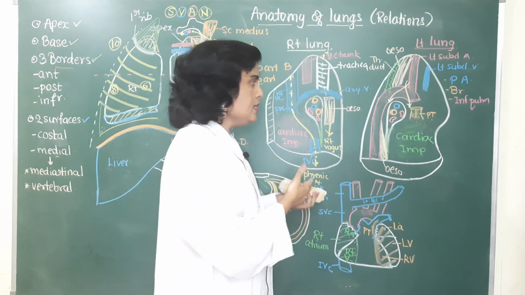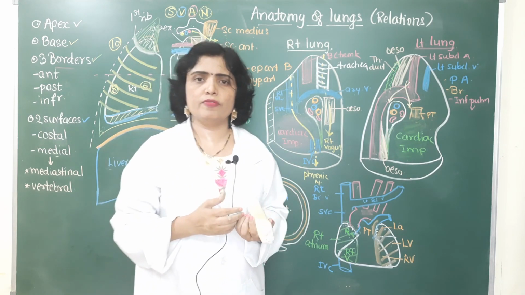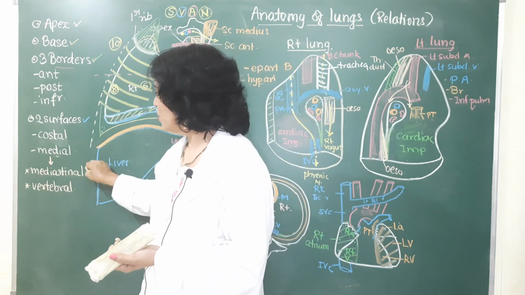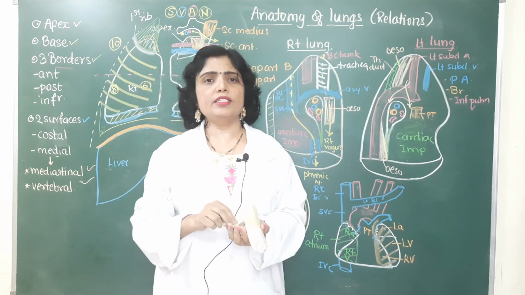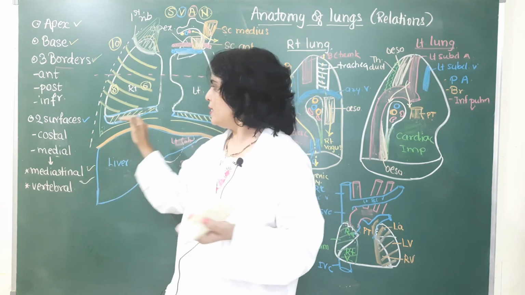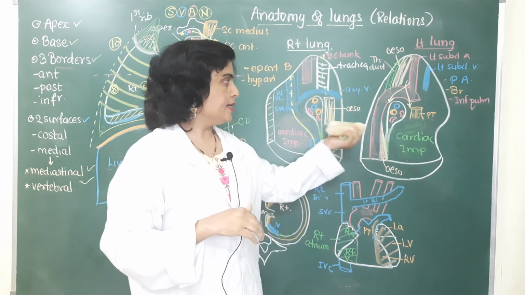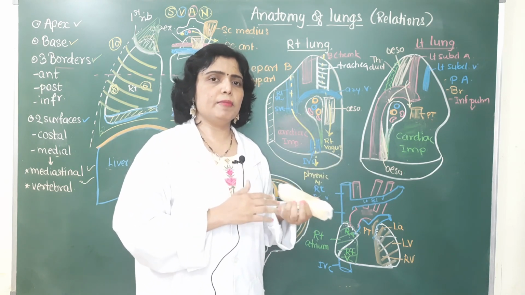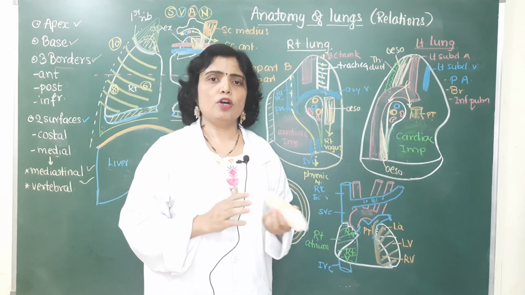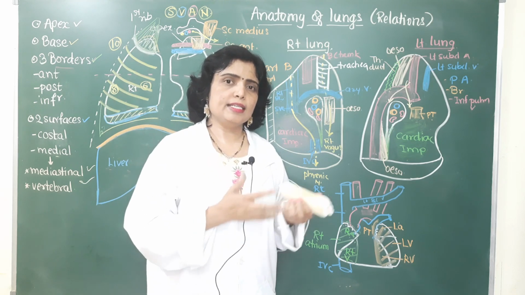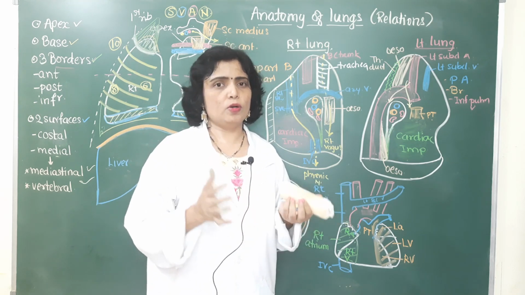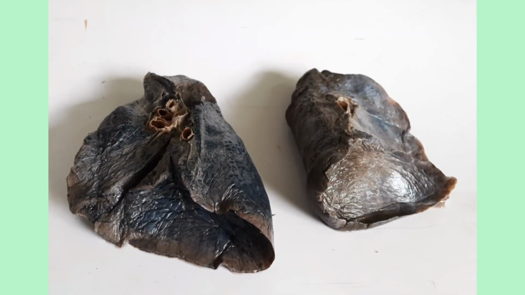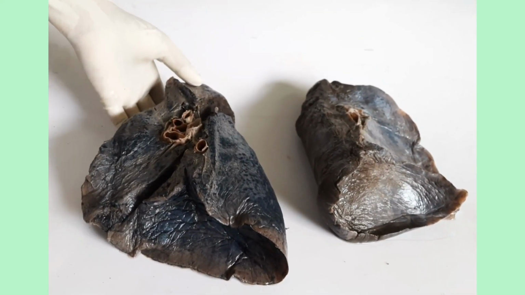So that is about the relations of both lungs. We have finished all the relations. The relations of mainly the base of the lung and the mediastinal surfaces on both lungs are different. Otherwise the remaining relations are almost the same for both lungs. Now here we are going to see the relations of both the lungs.